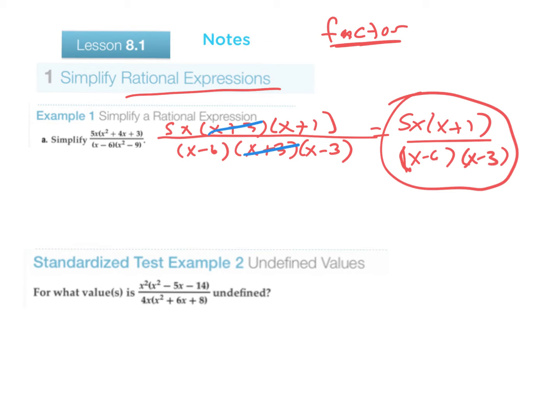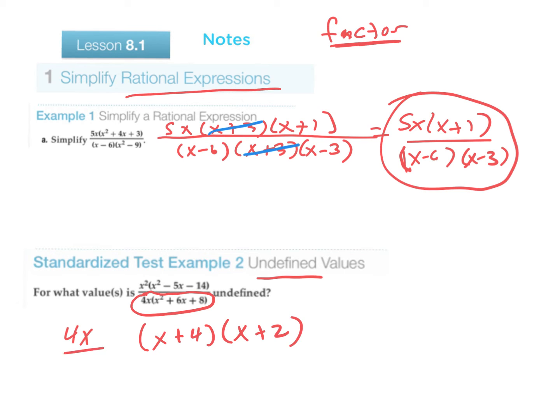So let's look at what undefined means. Undefined means, since we have fractions in all these problems, you can't have a 0 in the denominator. So let's just do the denominator part. So the denominator part is we have 4x, and we have to factor it. So I have 4x, and then I have to factor x squared plus 6x plus 8, which factors to x plus 4 and x plus 2.